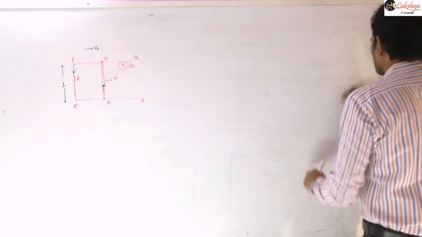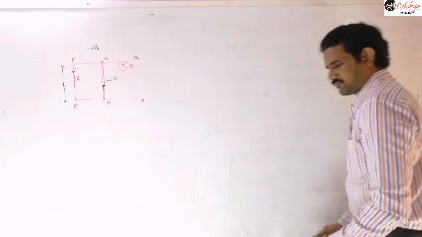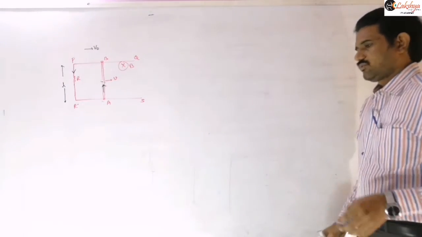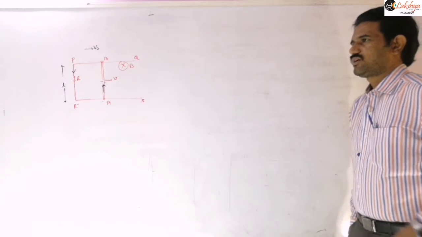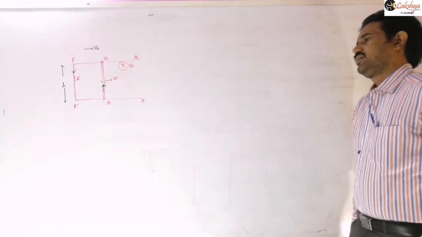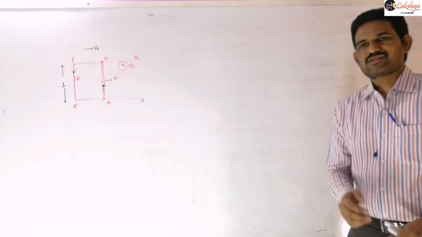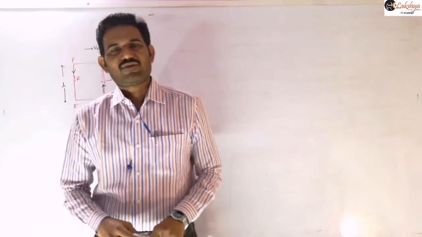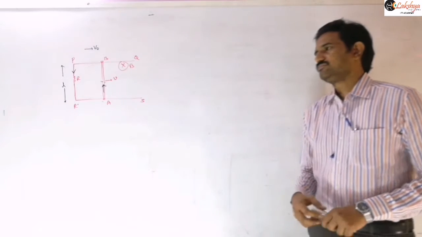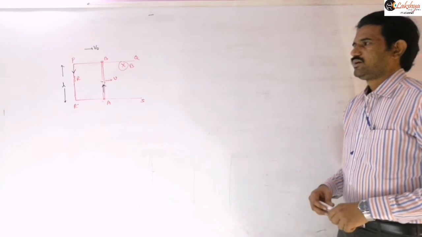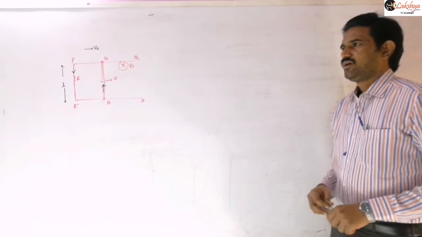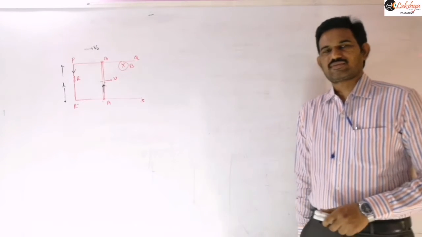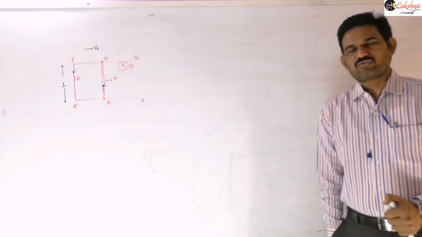Find the velocity of the rod as a function of time. Next question, distance traveled by the rod before coming to rest. And the next question, total heat produced in the resistor. So these are the questions here.